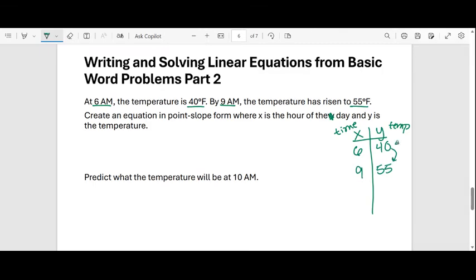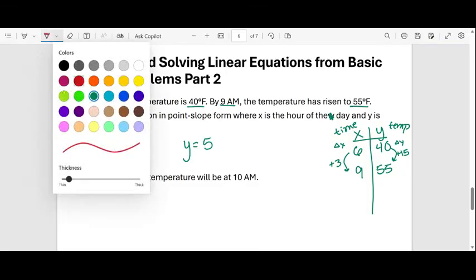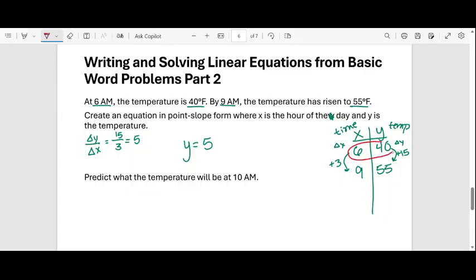Our change in Y is going to be plus 15. And our change in X is going to be plus 3. So our delta Y over delta X is going to be 15 over 3. 15 divided by 3 is just 5. So we'll make our equation. Y equals our slope, or our delta Y over delta X, which is just 5. And then I'm going to pick the point (6, 40). And we're going to say parentheses, X, the opposite of positive 6 is negative 6. And then the 40 just goes on the back.